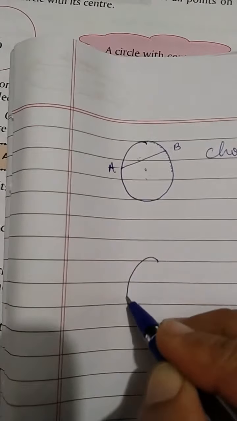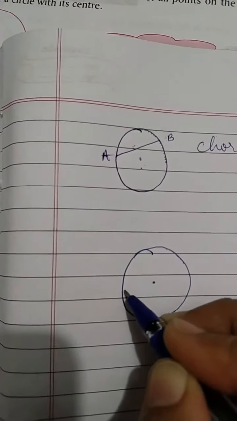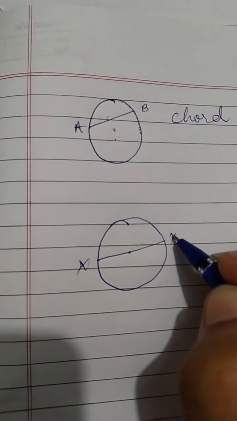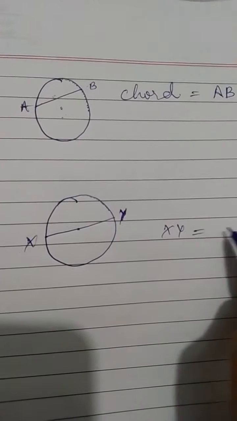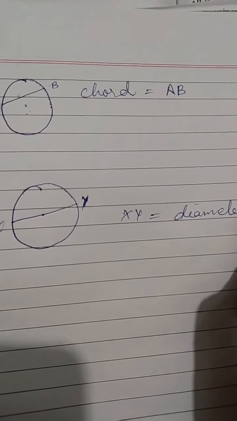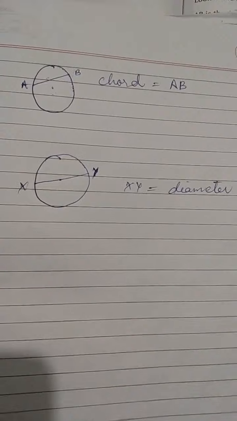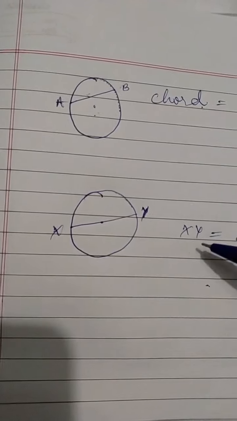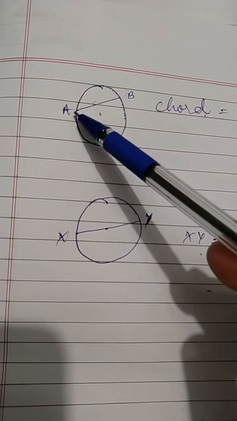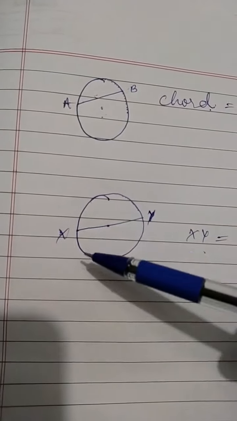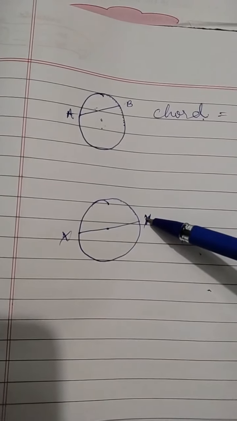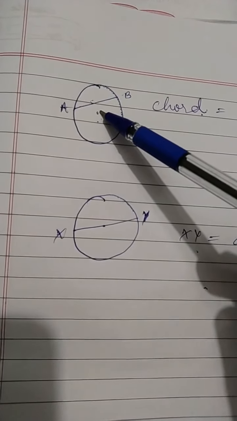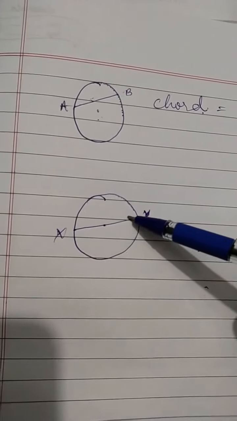When a line passes through the center point, it is XY. XY is the diameter. The difference between chord and diameter: the similarity is both of them pass from the circle to the circle. This is also passing from the circle to the circle. The only difference is that a chord never passes through the center point and a diameter always passes through the center point.